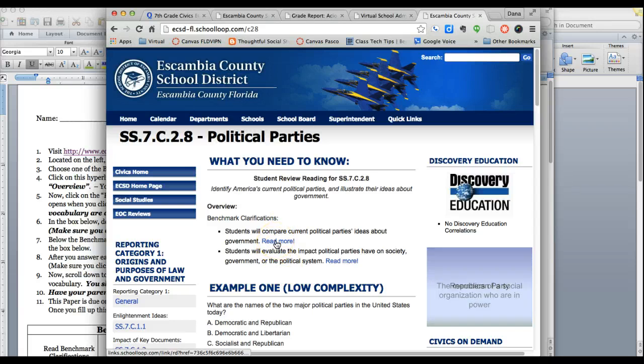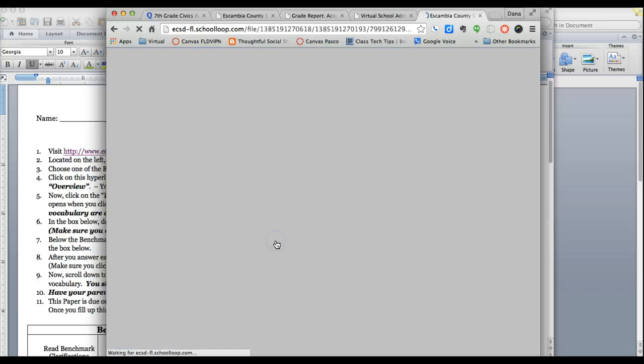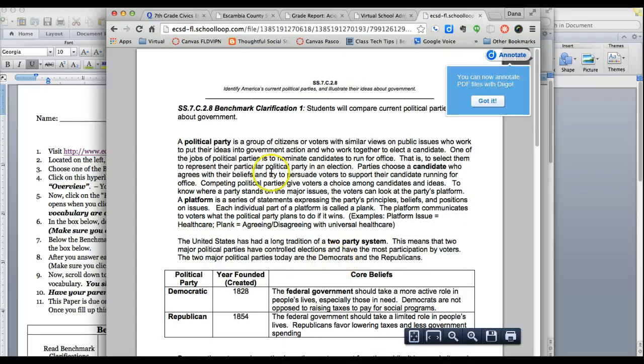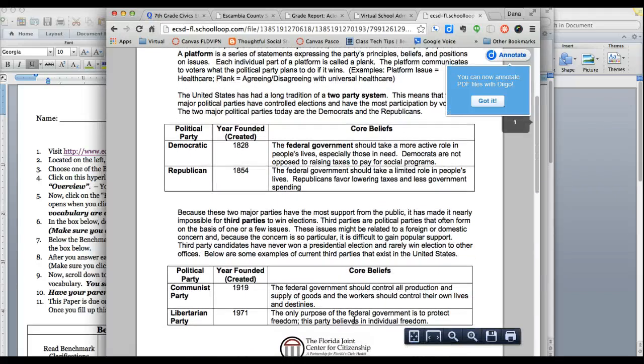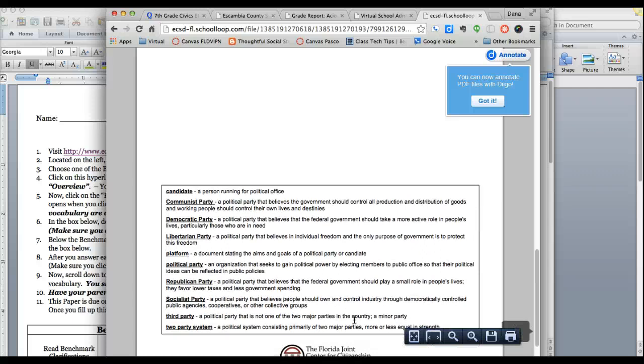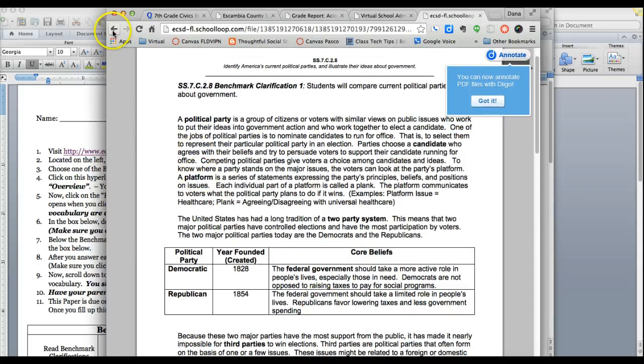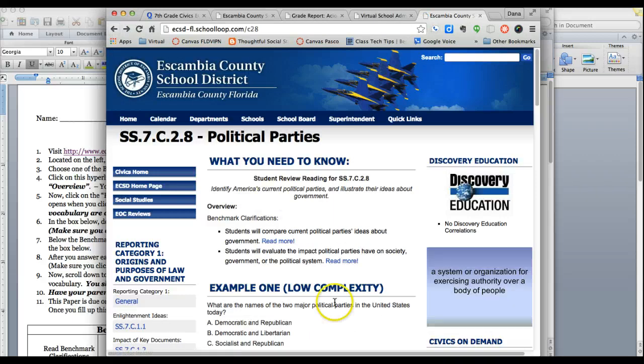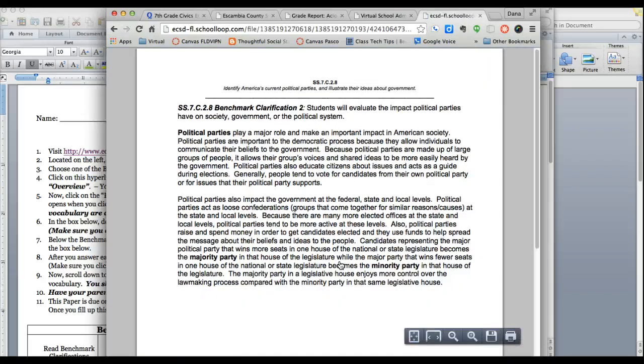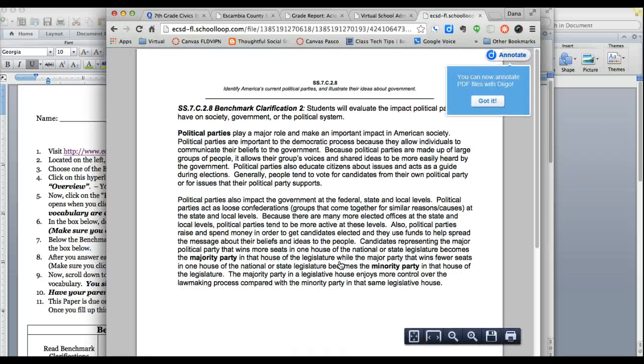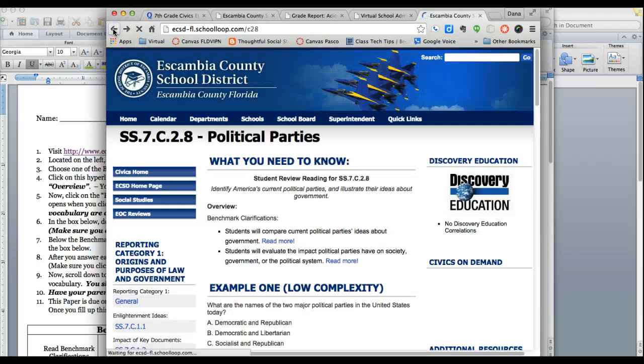So what you have to do is click Read More. That is going to give you a summary of what's important that you need to know about that benchmark. It's going to give you information to read and the vocabulary that you need to understand. For that one, you would read that. Then you go back in your web browser and you would read the next one. So you would click Read More and you'd read the next clarification. This one's even shorter.